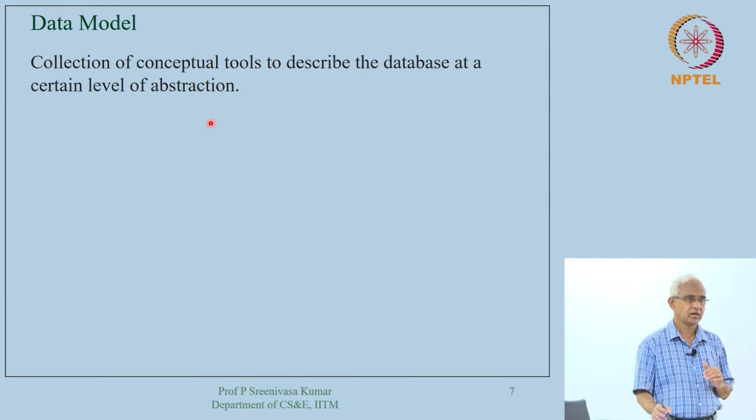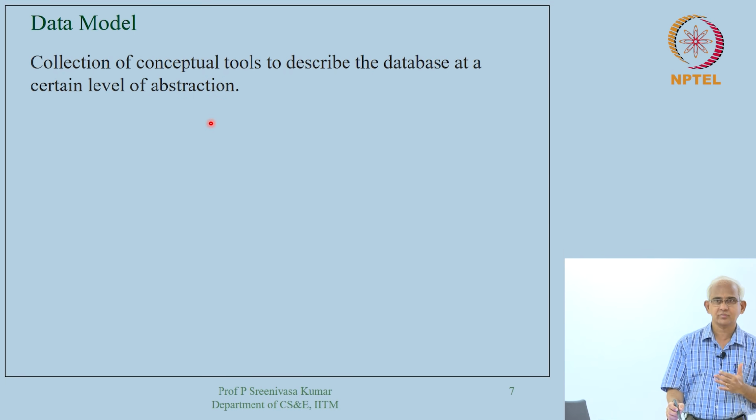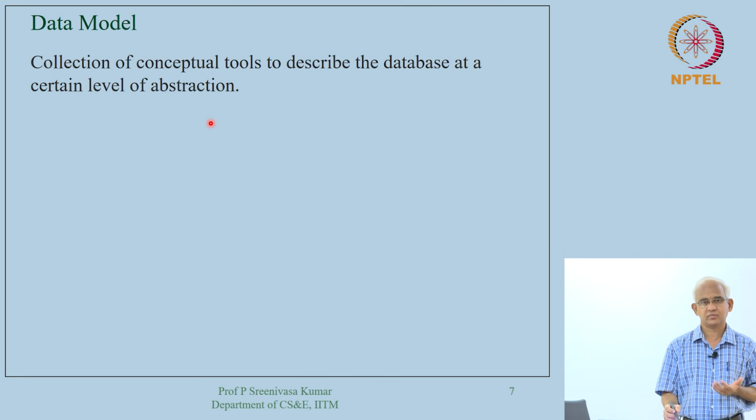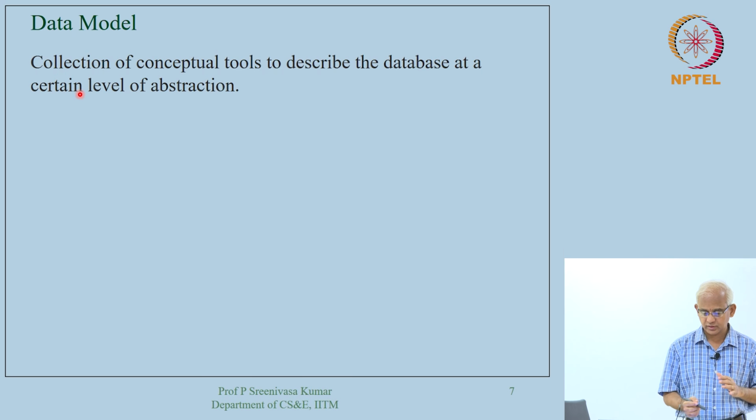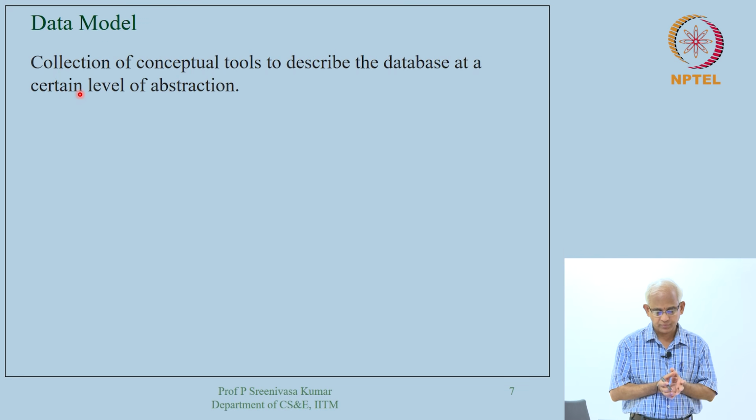Computer science is a science of abstractions. We create abstractions and make use of them, right. So, I will tell you why there is a need for describing the database at various levels of abstraction. But the first thing is to understand that there is a collection of these conceptual tools that will help us in describing the database at a certain level of abstraction. We will talk about data models in detail now.